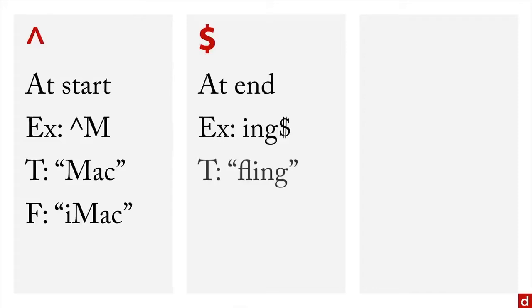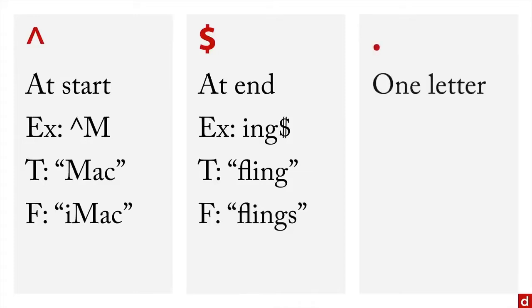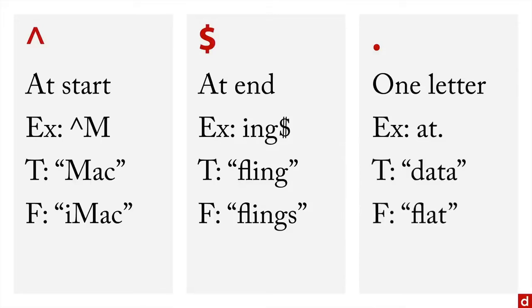The dollar sign means you're looking for something that is at the end of the string. So for example, ing and then the dollar sign will find the word fling because it ends with ing, but it won't find the word flings because it actually ends with an S. And then the dot, the period, simply means we're looking for one letter, and it can be anything. So for example, you can write AT period, and that will find data because it has an A, a T, and then one letter after it. But it won't find flat because flat doesn't have anything after the AT. And so these are extremely simple examples of how it can work.